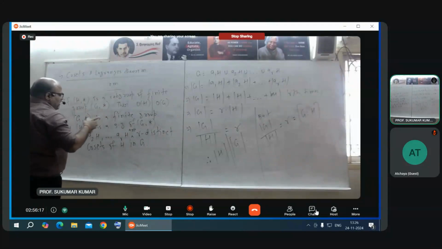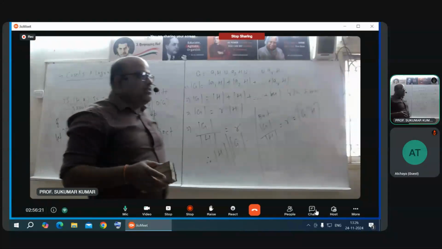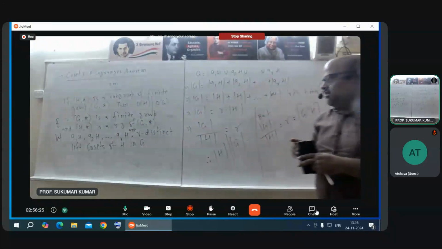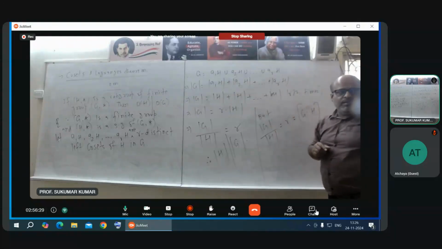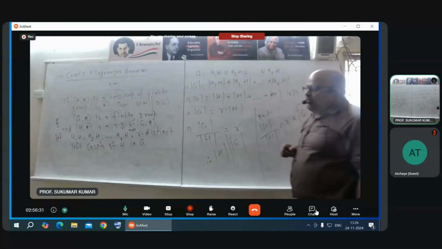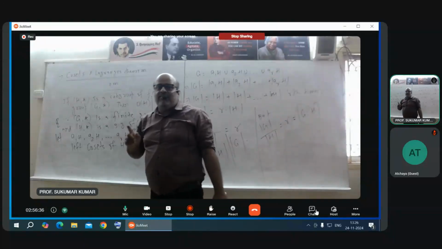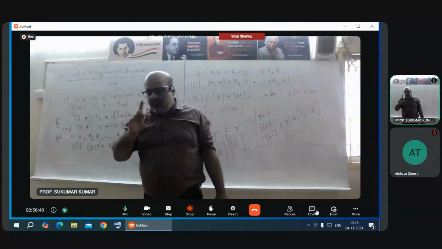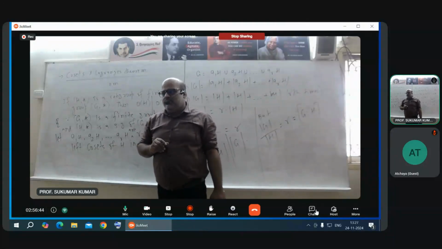Another thing: sometimes in the exam hall they will ask whether the converse of Lagrange's theorem is true or not. The converse of Lagrange's theorem means: if the order of H divides the order of G, then H is a subgroup of G or not. The converse of Lagrange's theorem is true only for finite abelian groups. We saw some infinite and some non-abelian groups where the converse is not true.